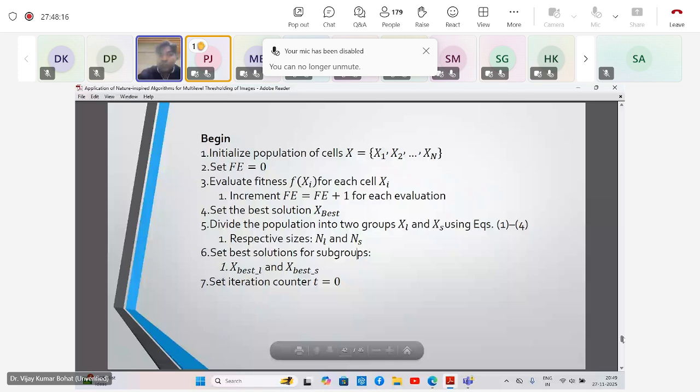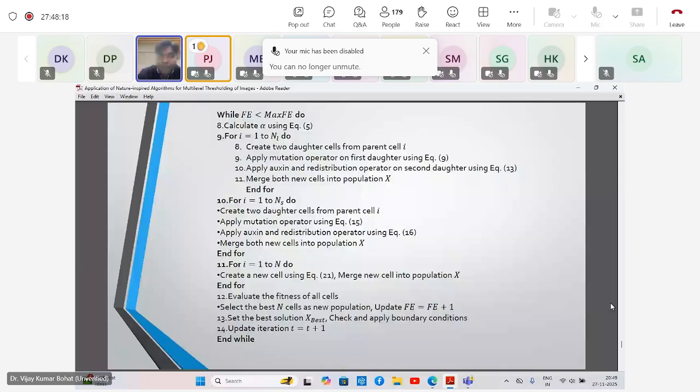We start the phases. First, we calculate alpha. Then for all the light region cells, from line number 9 to line number 10, line number 11, we calculate two daughter cells. Okay, apply the mutation operator, create the first daughter cell, apply the auxiliary distribution operator, create the second daughter cell. Then merge both new cells into population X. Okay.